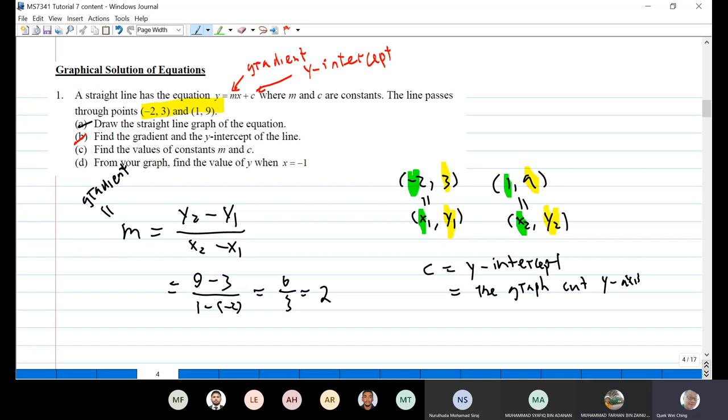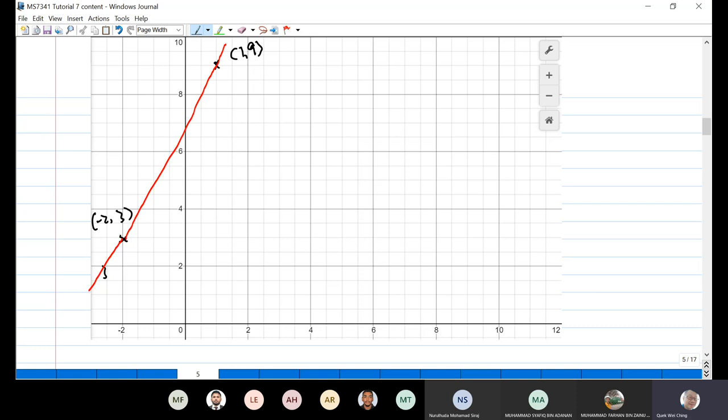So you can go back to the graph and see where it cuts the y-axis. You can see from the graph, it cuts the y-axis at which point? At this point. So this is the point on the y-axis, x equals 0, y equals 7. So 0 and 7, this point is called the y-intercept here. c is the y-intercept.